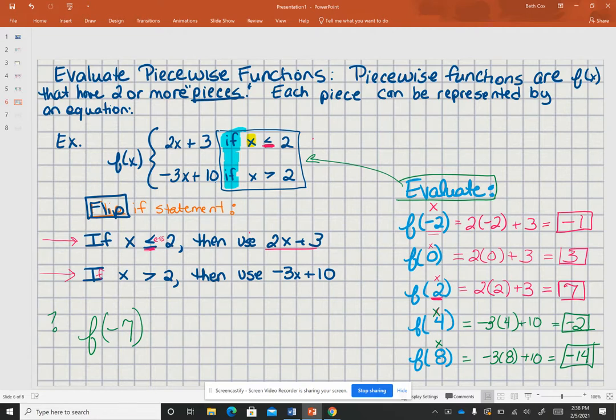And if I were to do f of negative 7, well, negative 7 is less than 2, so I'm going to use the top equation. And I'm going to plug in 2 times negative 7 plus 3. And I'm going to get negative 11. Do not put it in the bottom because it does not fit. All right? Hopefully that helps.